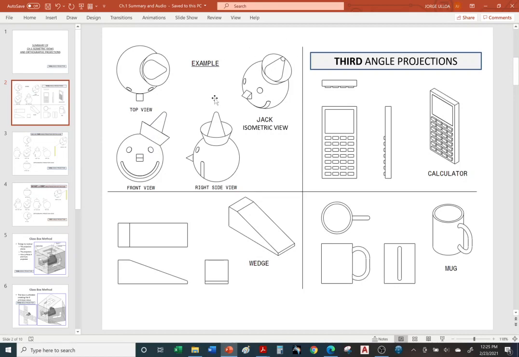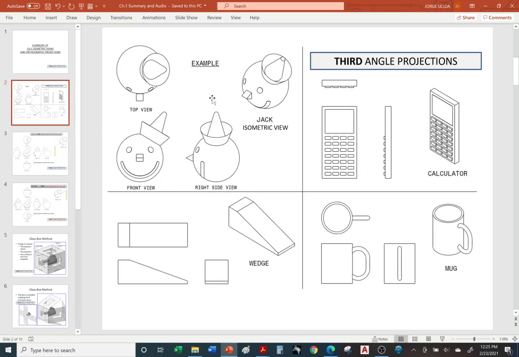Once again, let's look at Jack. So this is the isometric view for Jack. How do we define the front view? So we have Jack's mugshot. Imagine you're standing facing Jack, looking dead in the eyes, and you get the front view. Again, typically the front view, as I mentioned before, is the view that gives you the most information, the most data.